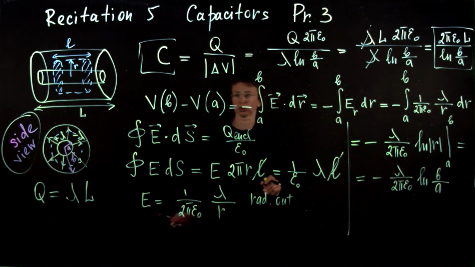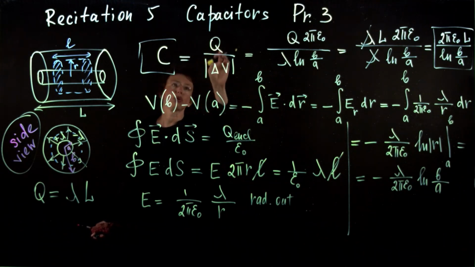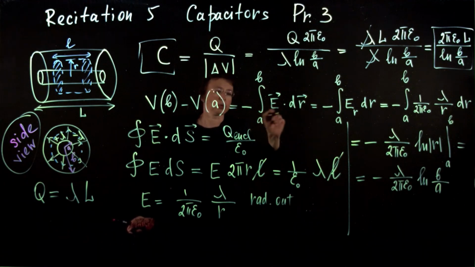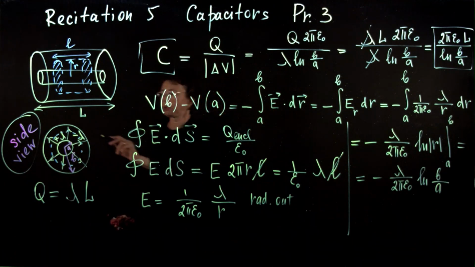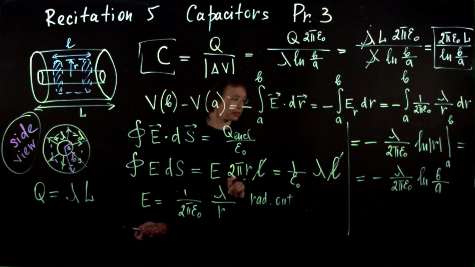And we again followed the same steps. We wrote the definition of the capacitance, we found delta V, and we found the electric field between these cylinders using Gauss's law.